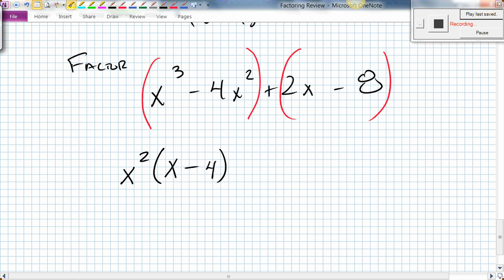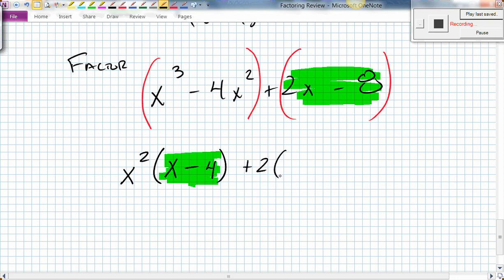So the trick here, ladies and gentlemen, I use green to be consistent. You are looking for an x minus 4 somewhere buried in here. Does anybody see it? What is the single monomial factor you can pull out of the second group? 2. What does that leave me with? X minus 4.